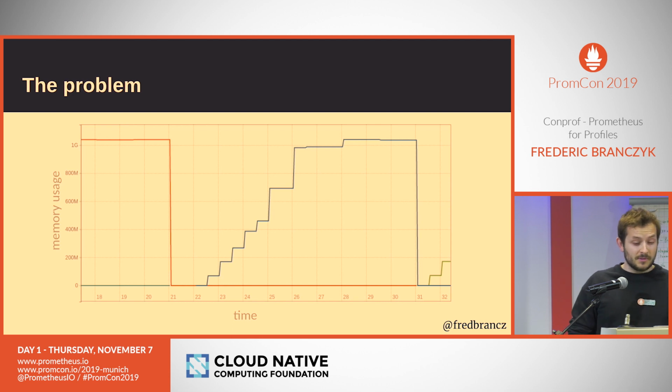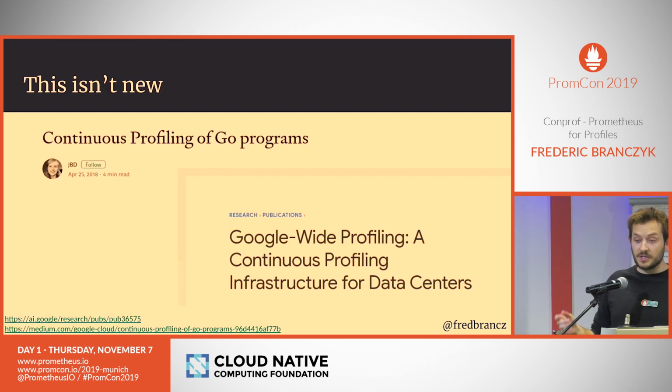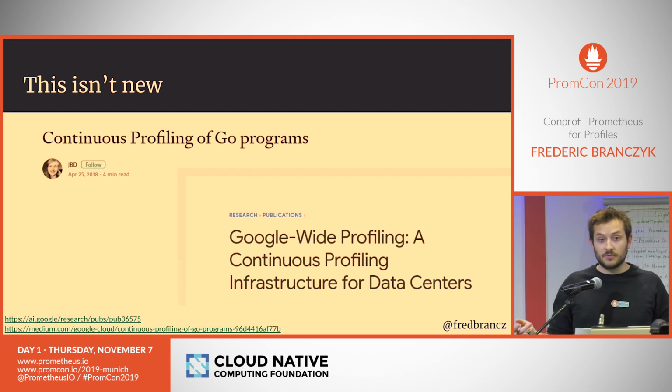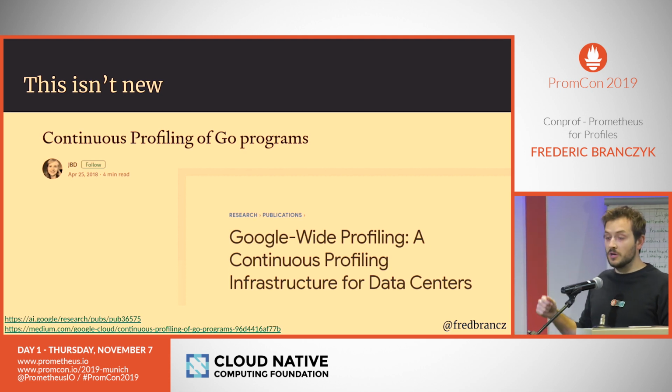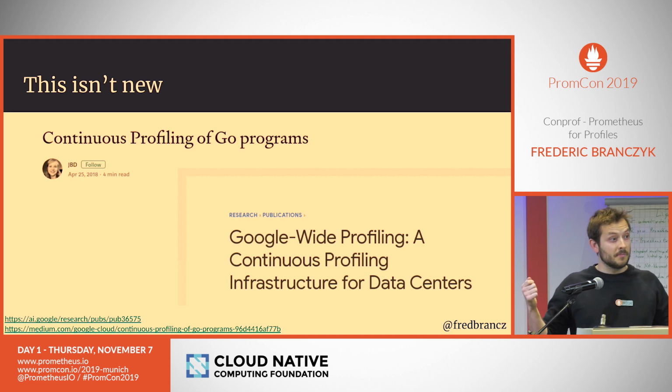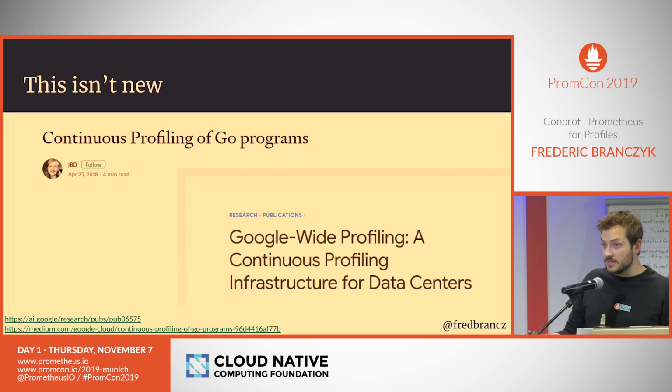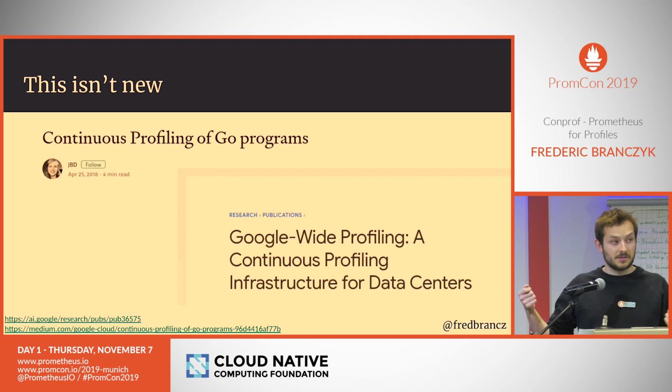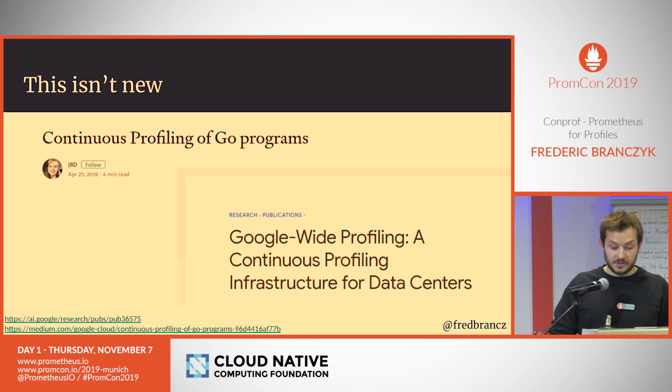So the solution to this problem isn't particularly new. Google has written about this for a couple of years already, and the concept is called continuous profiling. It's actually quite simple. Just like with metrics, where we collect metrics over time, we collect profiles over time. And as it happens, the Go runtime, for example, and there are many other integrations for other languages out there, actually exposes an HTTP server, much like a Prometheus endpoint, but for profiles. And this is the pprof format that it exposes.